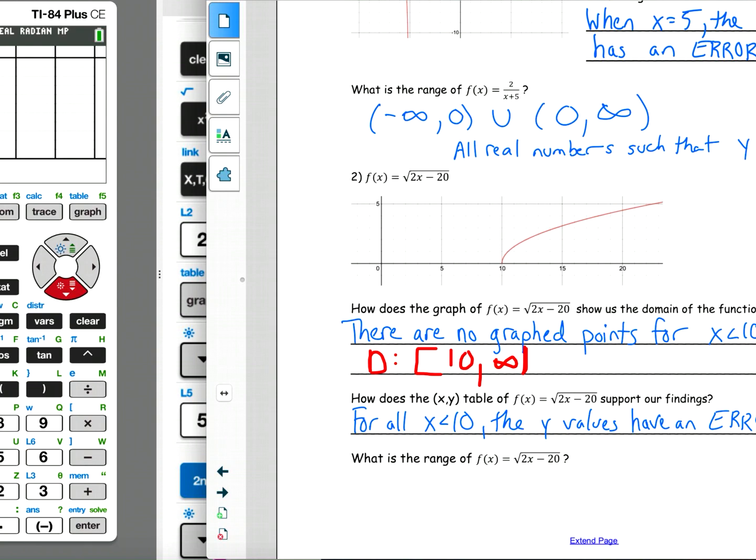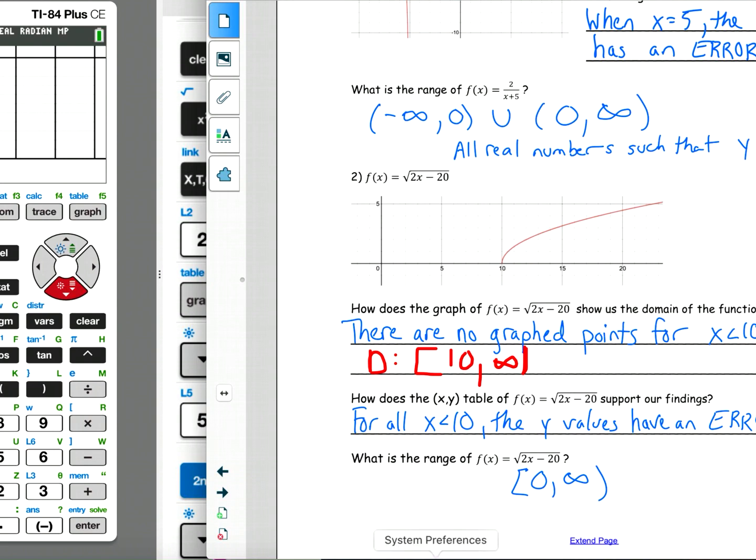And what is the range? Well, lowest to highest, and check if there's any skipping, like there was skipping in the last one, but there's no skipping in this one. The lowest point is 10, 0, so we start at 0, and it continues to go up forever. So that would be from 0 to infinity.